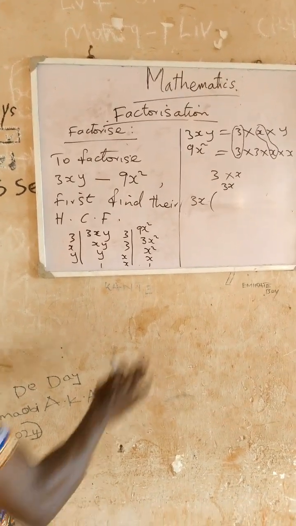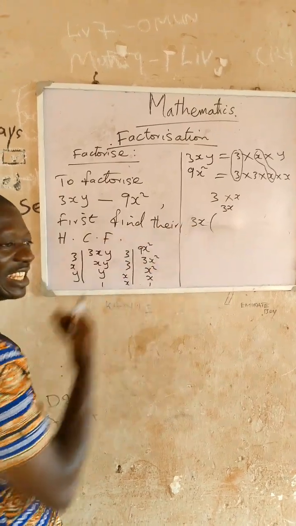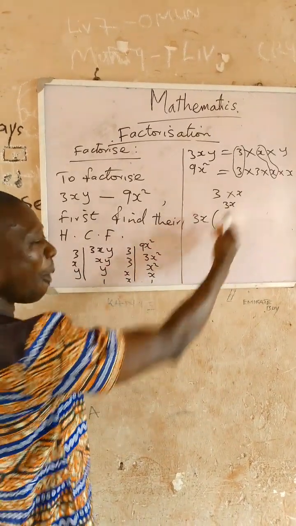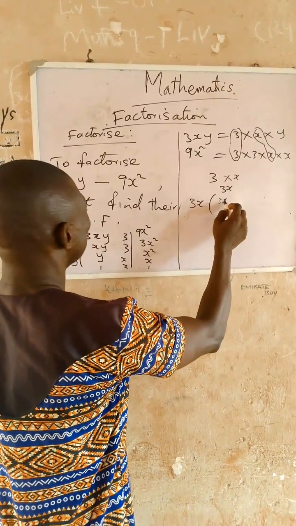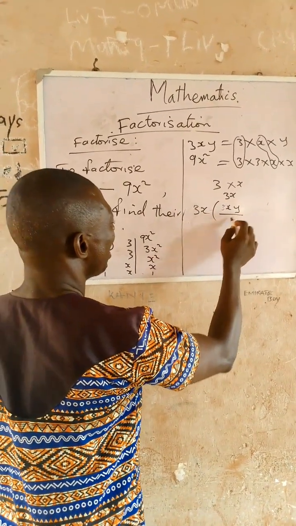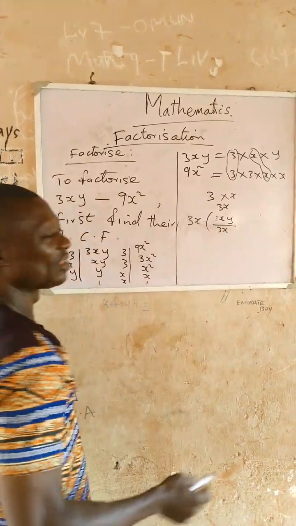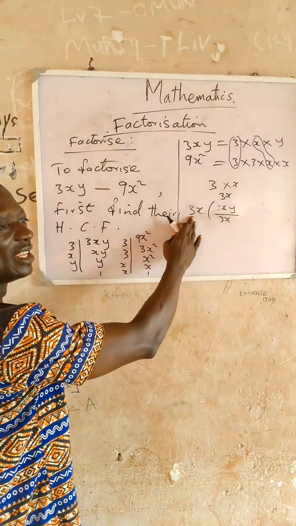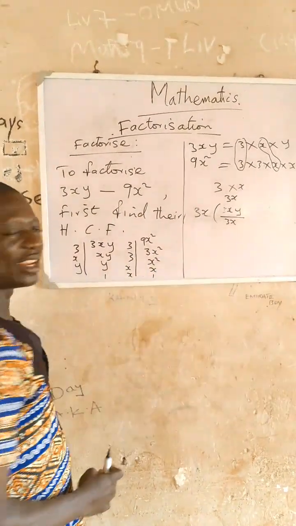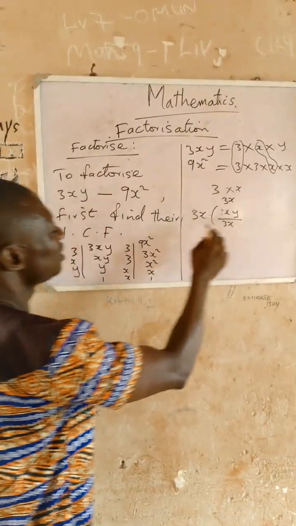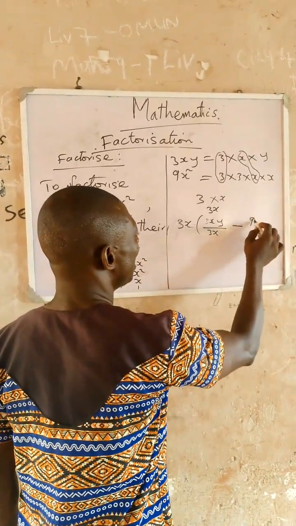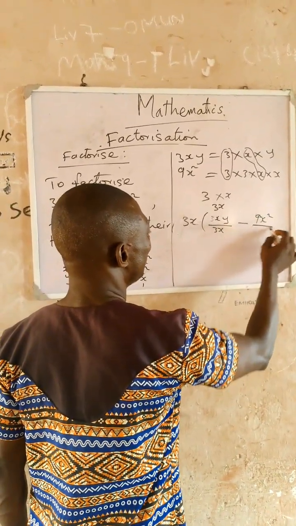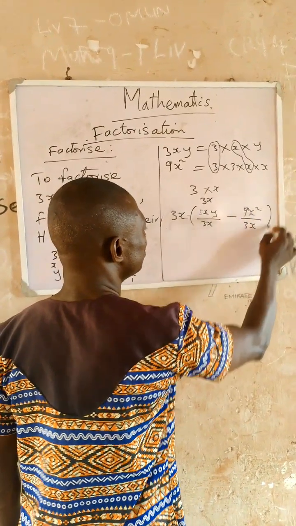We can continue. When you have brought the HCF out, open the brackets, you write 3xy over 3x. The same HCF we have written outside, the same HCF we are going to use to divide. Minus 9x squared. We divide by 3x. Close the brackets.